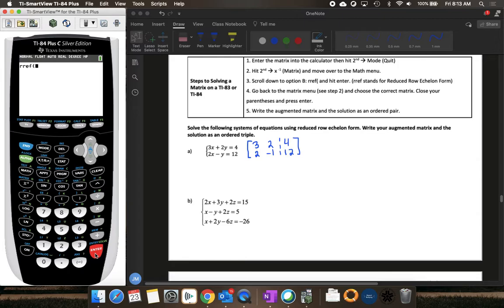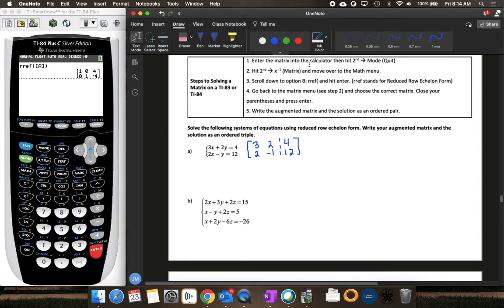Now, once we have RREF, we now need to say what matrix we want that for. So we need to go back into the matrix screen, not over to edit, but just under names, selecting option 1 for matrix A. We'll then close our parentheses and press enter, and it's going to give us a new matrix, which I will write down over here. If you would like to do the same, that would be great, which is that we used reduced row echelon form to convert that matrix to being 1, 0, 4, and 0, 1, -4.